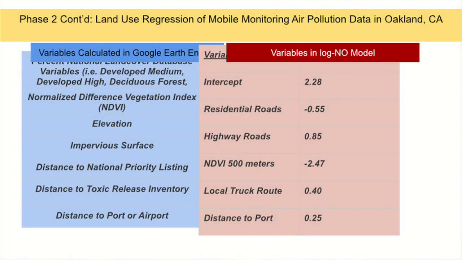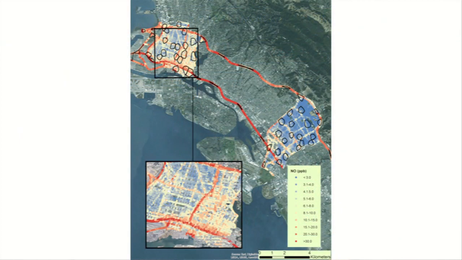Once we have those, we currently do the modeling process outside of Earth Engine, did a model selection process, and on the right here you can see our final model explaining the concentration of log-transformed NO. I'll let you look at those. I don't have time to explain them. And then we can make some nice maps.